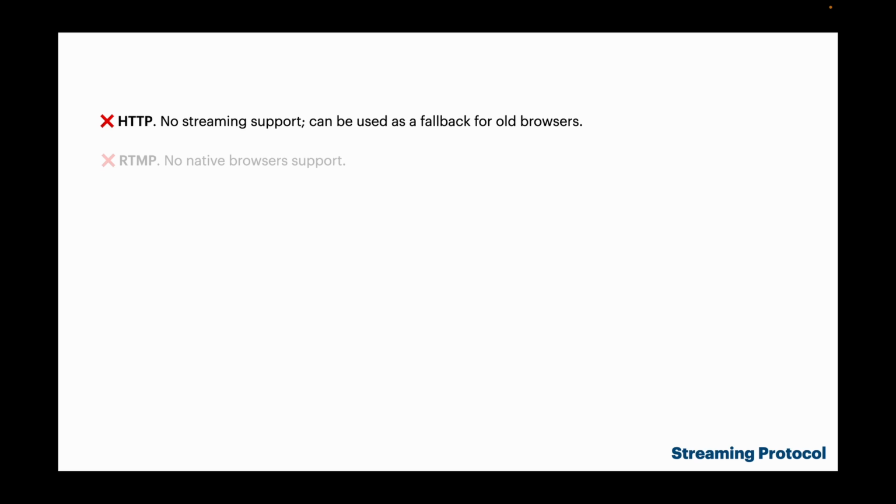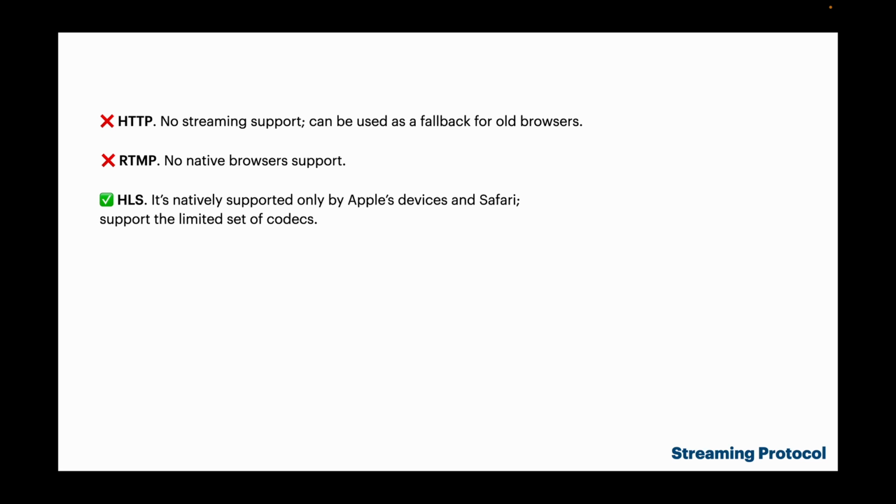So what is suitable for our case? We can't use HTTP as the primary approach since it doesn't support streaming. RTMP lacks native browser support, and requiring users to install additional extensions to use our app would be inconvenient. HLS is natively supported through Apple software, but DASH and HLS are well supported via MSE.